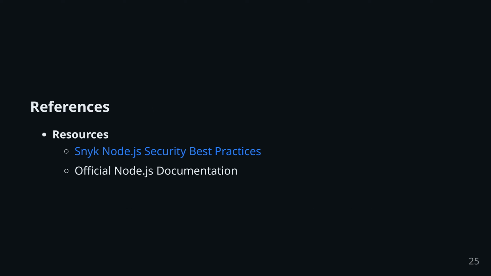Now, let's look at some valuable references and resources to help you continue your journey in enhancing Node.js security. Firstly, the Node.js Security Best Practices is an essential resource that provides comprehensive guidelines and up-to-date information on securing your Node.js applications. Additionally, the official Node.js documentation is a reliable source for understanding core features, updates, and best practices straight from the Node.js maintainers. Make sure to leverage these resources to stay informed and implement the best strategies in your projects effectively. Use them to deepen your knowledge and keep your applications secure.